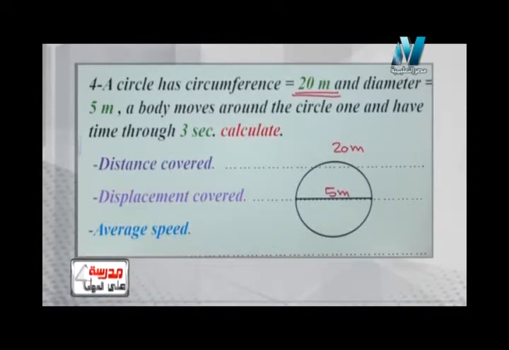The body moves around the circle 1.5 time. It moved around it once and a half, meaning it returned to the other part. Suppose the body starts from this point A. If it moves around the circle 1.5 time, it will of course stop at B, here.